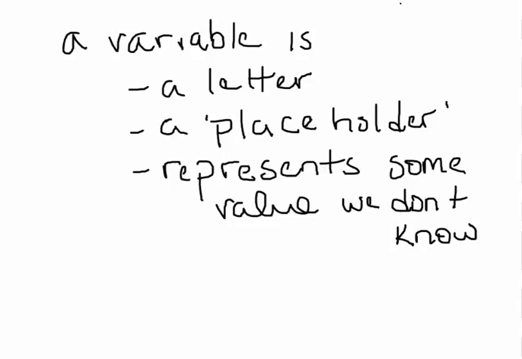So a variable is a letter, X, Y, M, N, A, B, any letter. It's a placeholder, so it's holding the place of something, and it represents something that we don't know yet. Usually it's whatever we're trying to figure out, whether it's X in an equation or H for hours worked, anything like that. So a variable is a letter, a placeholder, and represents some value that we don't know yet.